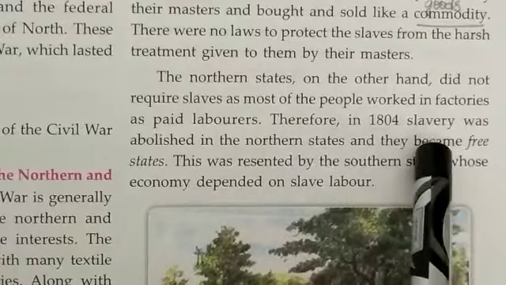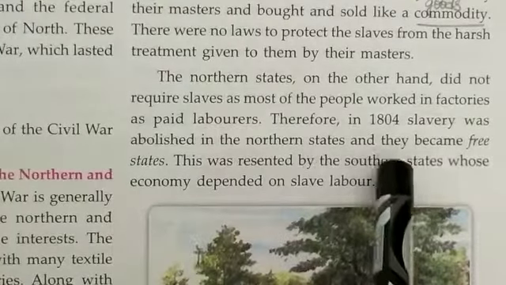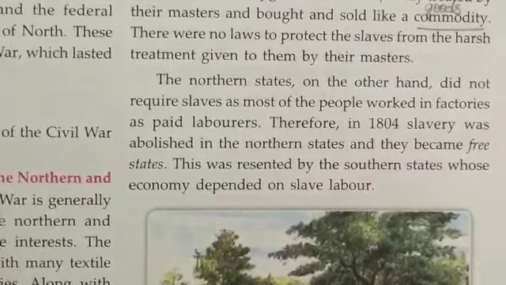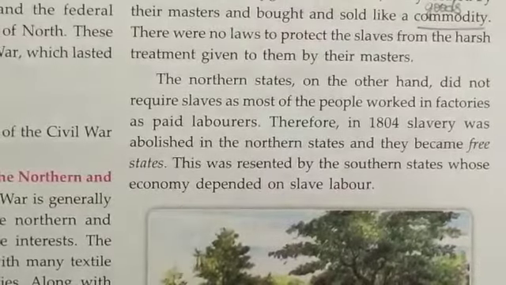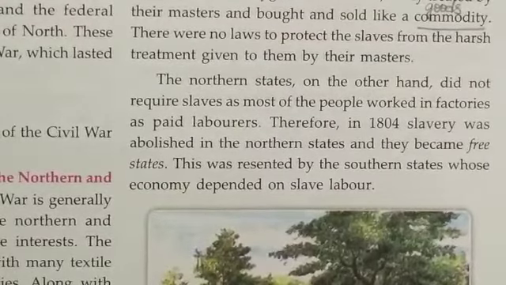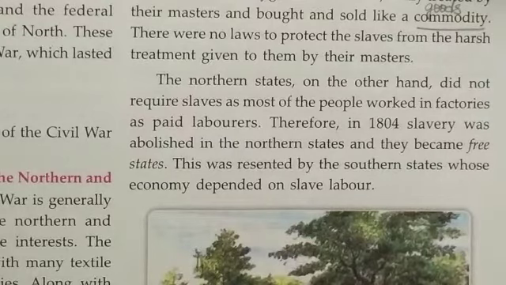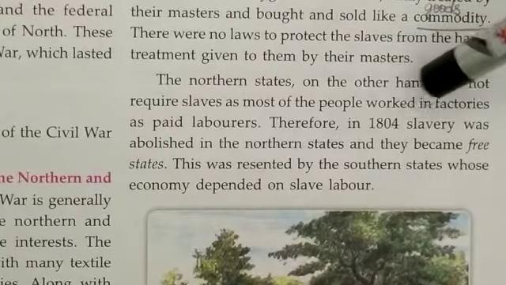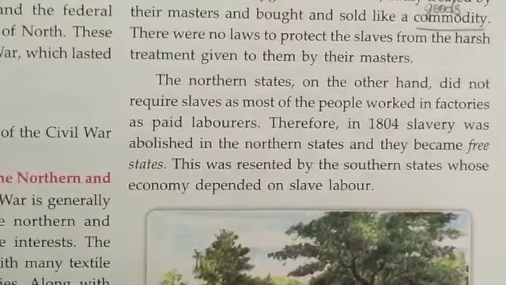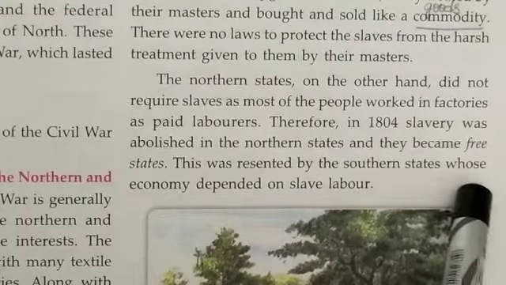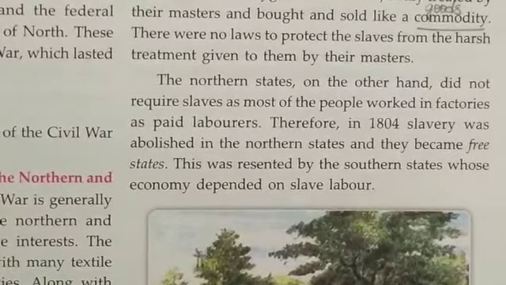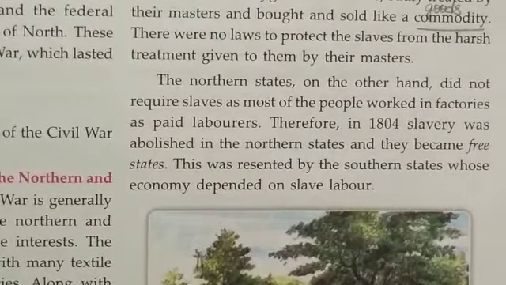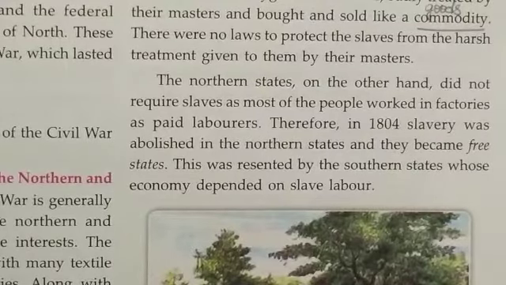Therefore, in 1804, slavery was abolished in the northern states and they became free states. Since the northern states were not in need of any slaves, they abolished slavery. Abolished means they stopped or eliminated slavery. This was resented by the southern states, whose economy depended on slave labor. They were completely dependent on the slaves, because their growth and development were all dependent on the slaves.